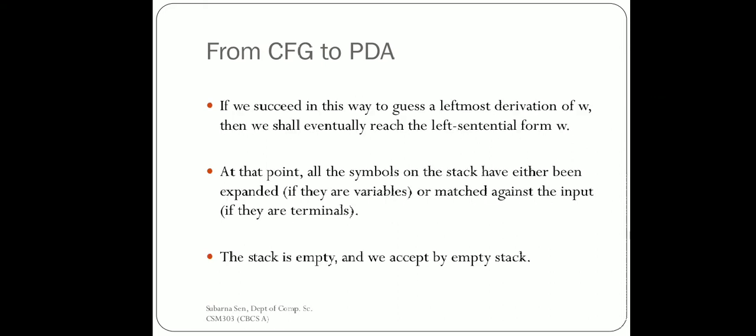Then if we succeed in this way, we will eventually reach the left sentential form of w, right? Similar to the way in which we began our process, it will be with x, then one variable will come, and then the rest will be with alpha. At that point all the symbols on the stack have either been expanded, if they are variables, or matched against the input, if they are terminals. I have already discussed this.